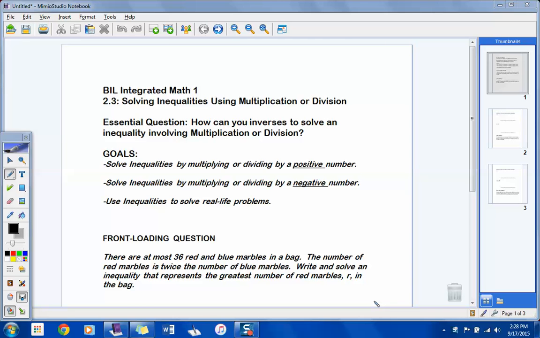Here's the dealio today. We're going to look at basically solving simple equations, but instead of them being equations, they're going to be in inequality form. Guys, go back to the idea of using inverses real quickly as an example.